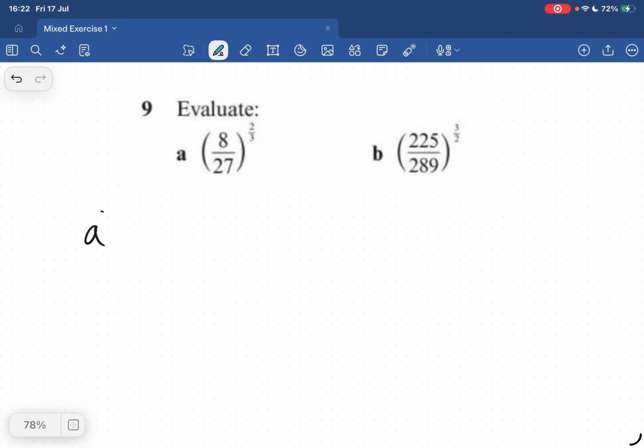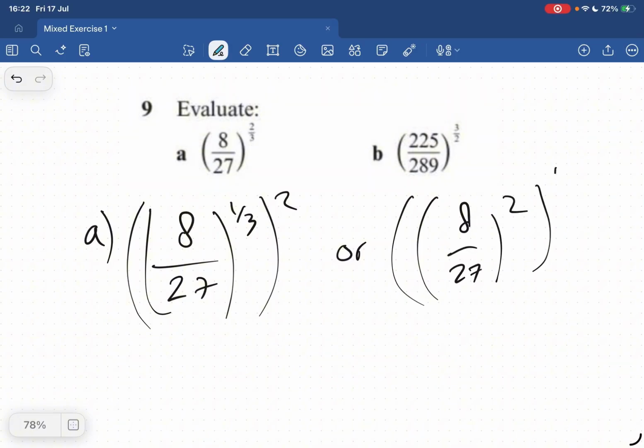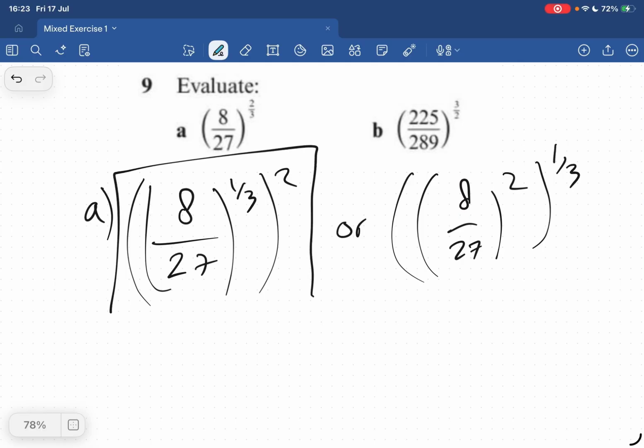Evaluate these two. Let's start with A. Okay, there's two ways of doing this. You can find the cube root of both and square it, or you can square both and then find the cube root. Hopefully you can identify which one of these two is way easier to do.